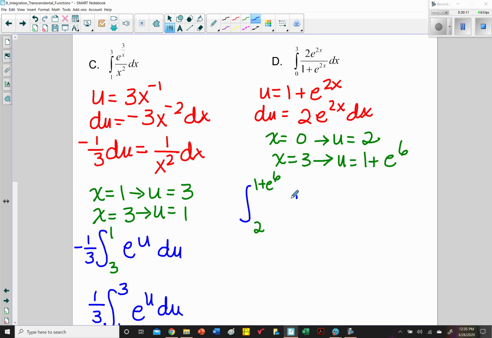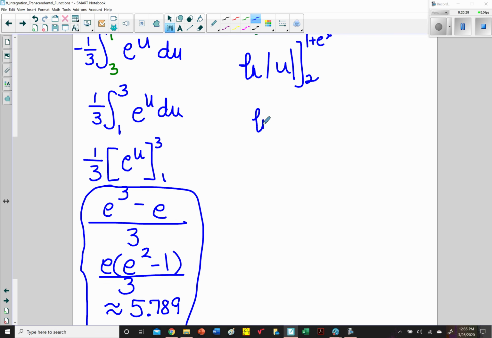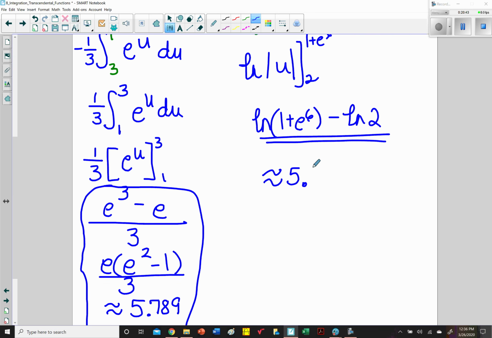We're integrating du over u, which is natural log of u from 2 to 1 plus e to the 6. And natural log of 1 plus e to the 6 would be a positive number anyway, minus the natural log of 2. That's my exact answer. And if I wanted a decimal approximation, about 5.309. So either or.